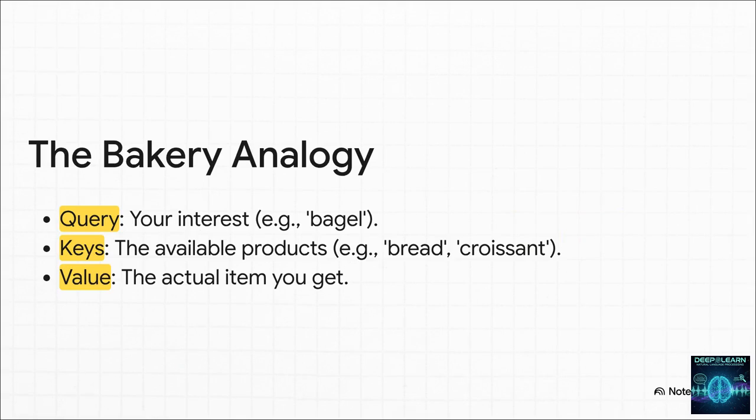Okay, so you walk in and you want something specific. That's your query. Let's say you're craving a bagel. Now, you look at all the labels on the display cases. Croissant, bread, muffin. Those are the keys. You're comparing your query, bagel, to all those keys to find a match. And when you find the right label, you want the actual thing behind it, right? The bagel itself. That's the value. And believe it or not, self-attention works pretty much the exact same way.